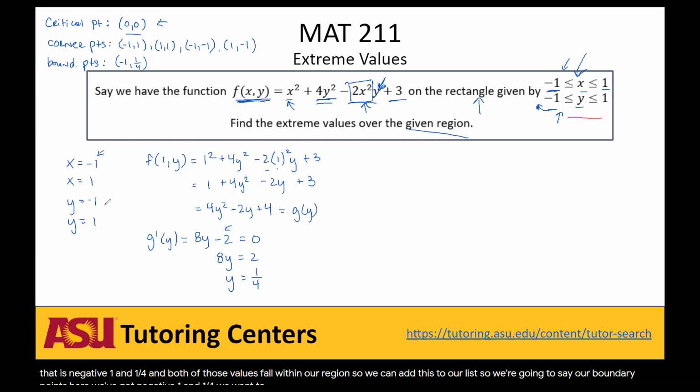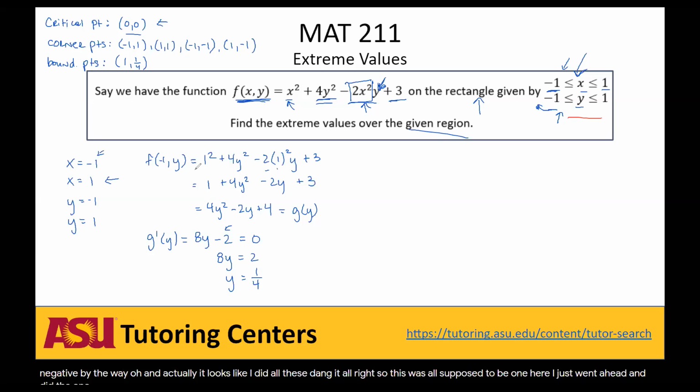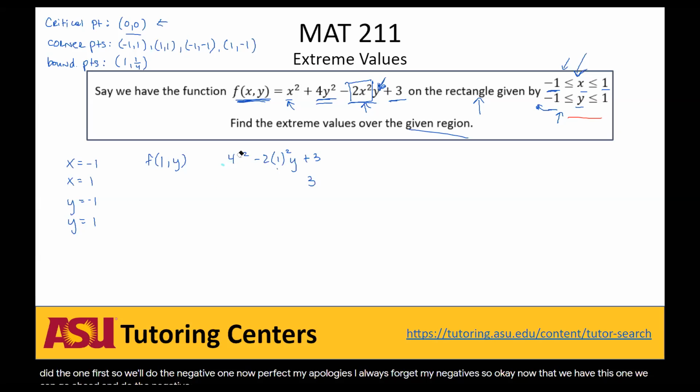So now we want to use the case where x is equal to 1. So we'll just go ahead and, oh, and that was supposed to be negative, by the way. Oh, and actually it looks like I did all of these. Dang it. All right, so this was all supposed to be 1 here. I just went ahead and did the 1 first. So we'll do the -1 now. My apologies, I always forget my negatives. So, okay, now that we have this one, we can go ahead and do the -1. X equals -1.